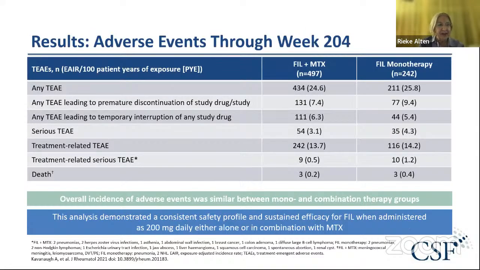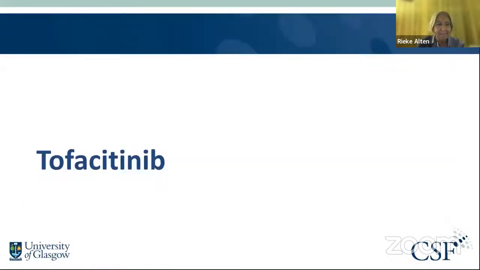So the adverse events, they are in the same field as we have seen before. The safety profile was consistent. And there was also a sustained efficacy shown for filgotinib when administered at 200 milligrams daily, either alone or also in combination with methotrexate. So we have seen no specific signal over time in this patient group treated with filgotinib, while there was very good efficacy. Next, please.